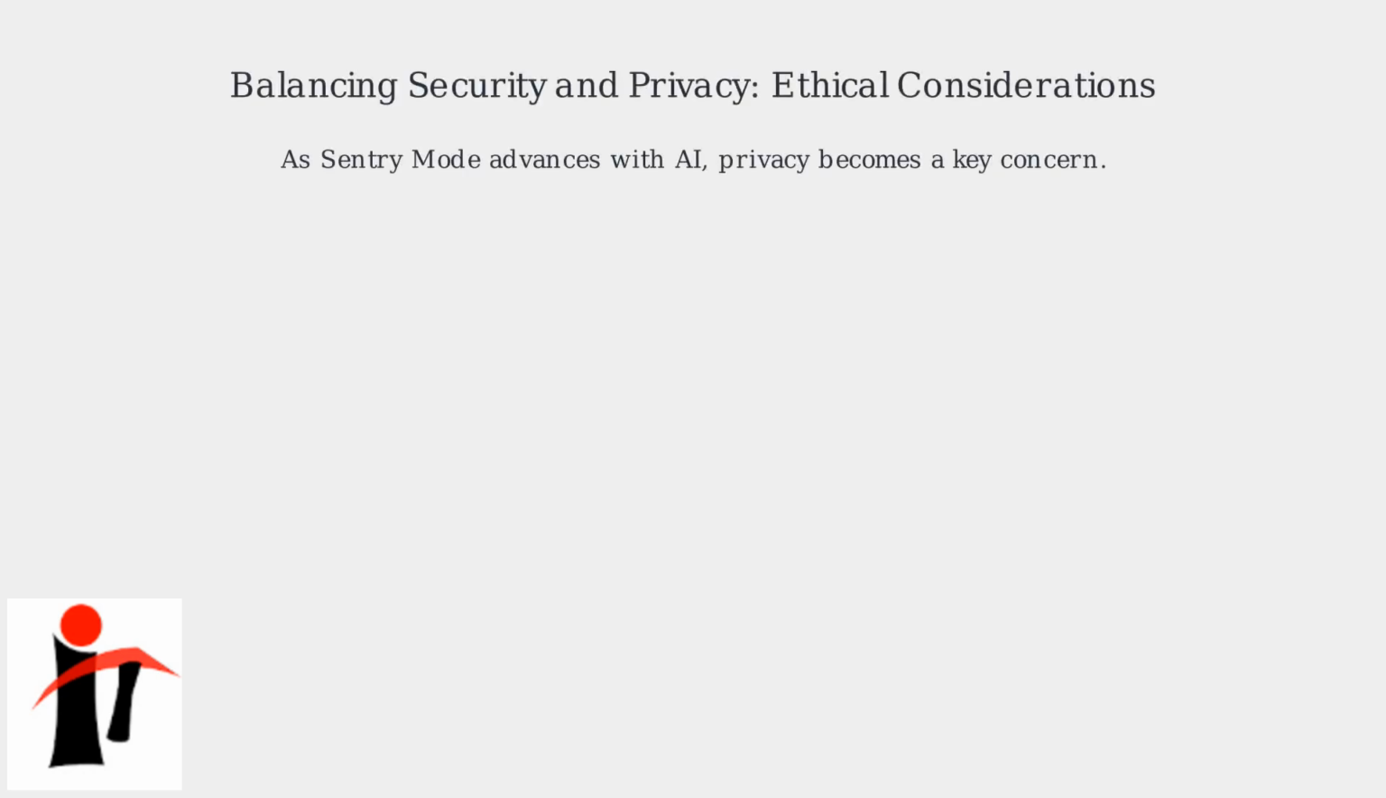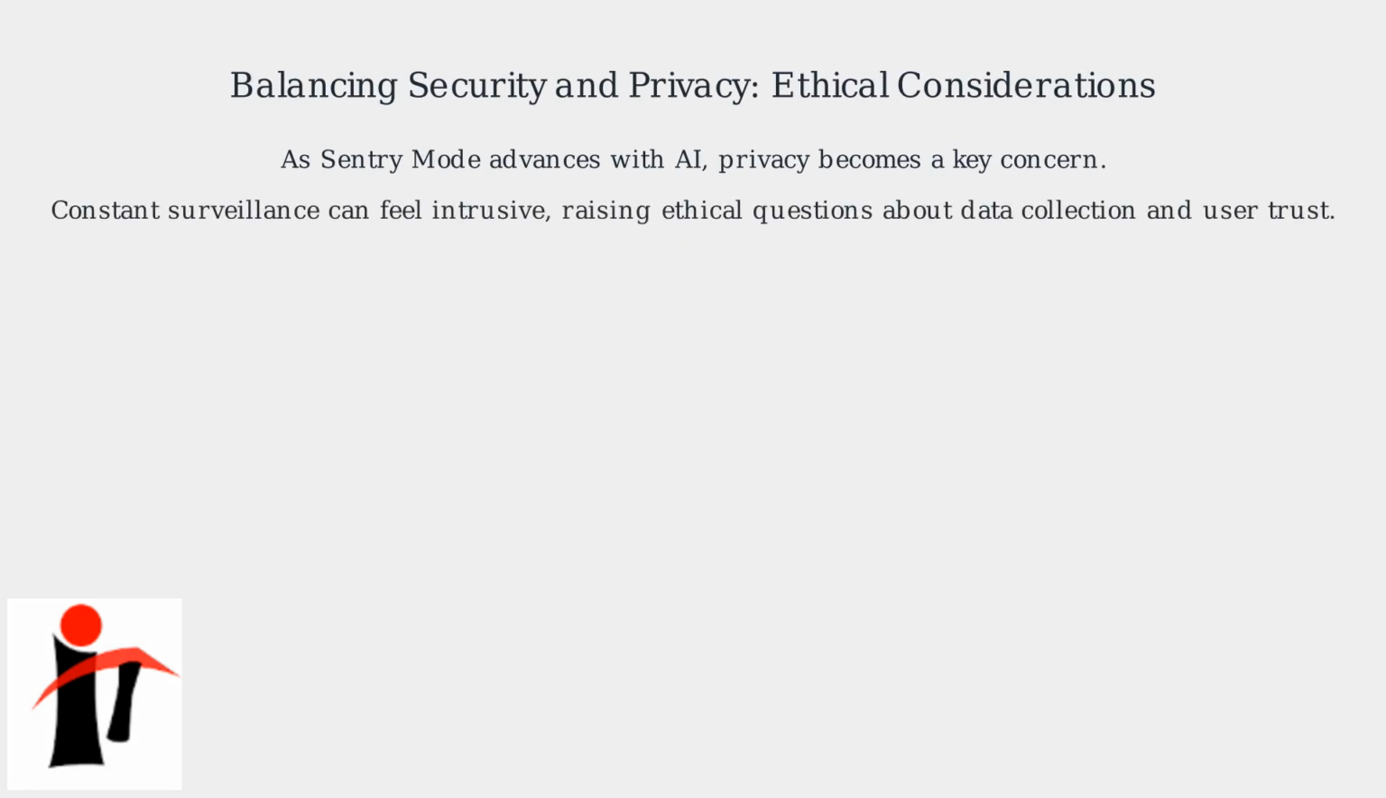As Sentry Mode becomes more advanced with AI and predictive features, it's crucial to address privacy implications. Constant surveillance through cameras and sensors raises ethical concerns about data collection, user consent, and trust. Regulations like the EU's proposed AI Act, effective from 2026, may require explicit opt-in consent for such surveillance features, highlighting the need for responsible AI use.